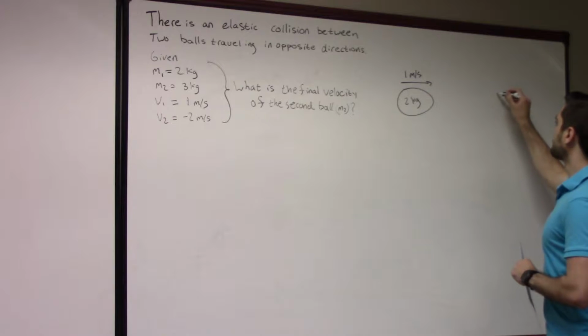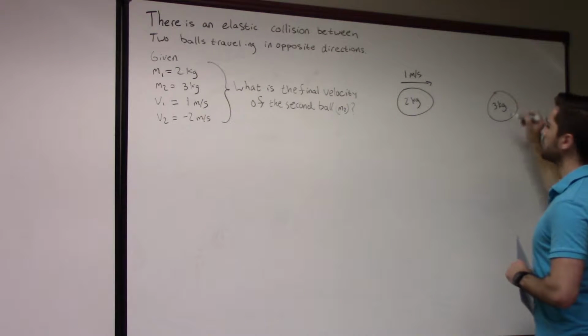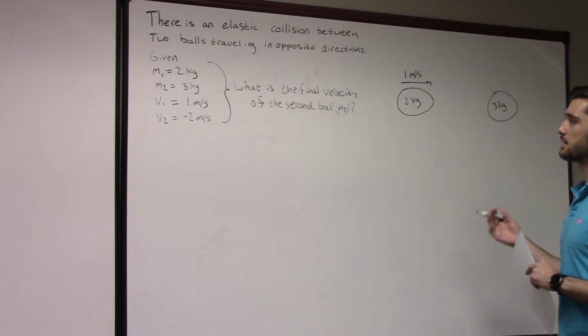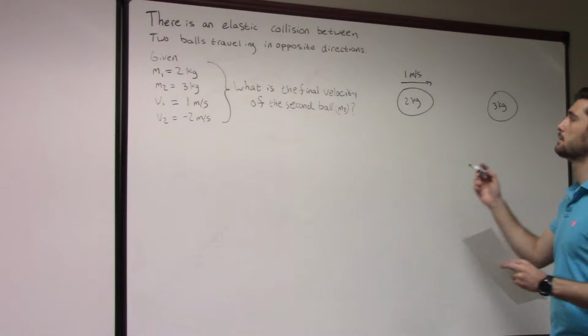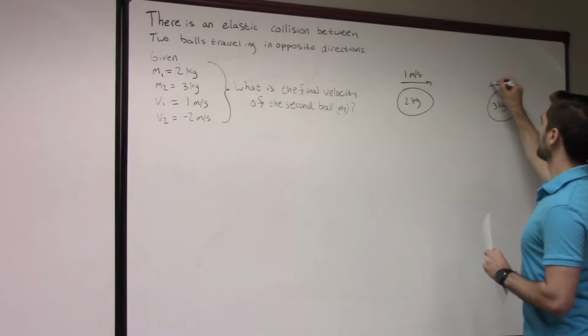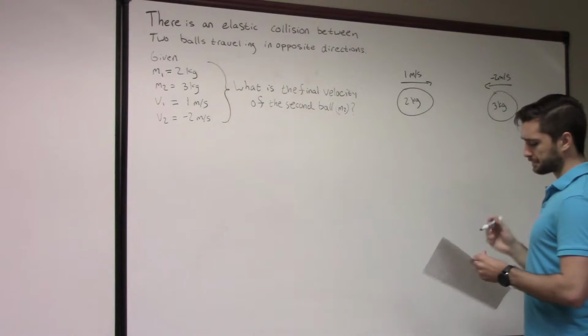Now the second ball, I'm given that it's 3 kilograms. And then I'm given that it's traveling at negative 2 meters per second. So since I've defined right to be my positive direction, that means my negative direction is going to be left. So I'll draw an arrow to the left here, and I'll label this as negative 2 meters per second.